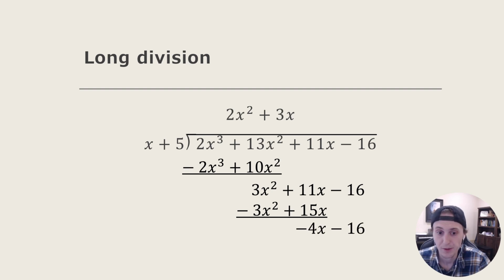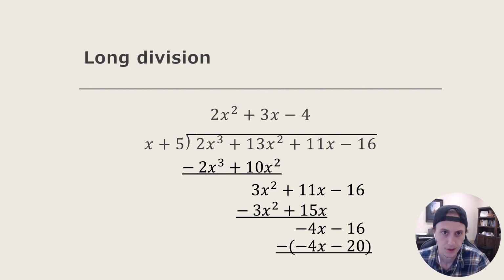And we still have a number at the bottom, so we repeat the process again. X times what gives us negative 4x? Negative 4. So we add negative 4 to the top, and we multiply that by each of these. So negative 4 times x is negative 4x, and negative 4 times 5 is negative 20.